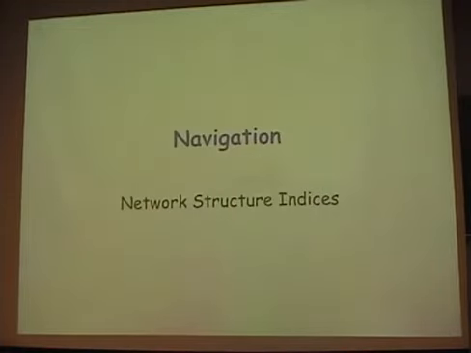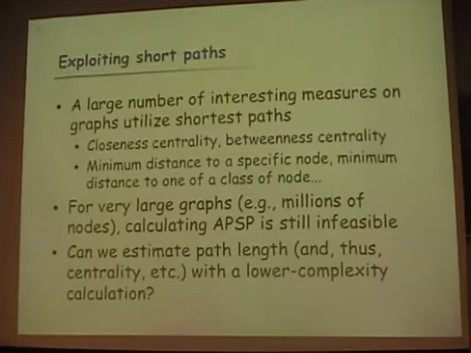That's weird. It says navigation. It should say index. So we want to exploit these short paths to do things like find the most central nodes in networks, or any of a large number of path-based measures. We'd like to do it for very large graphs where, for instance, all pairs shortest path isn't something you want to try to do.